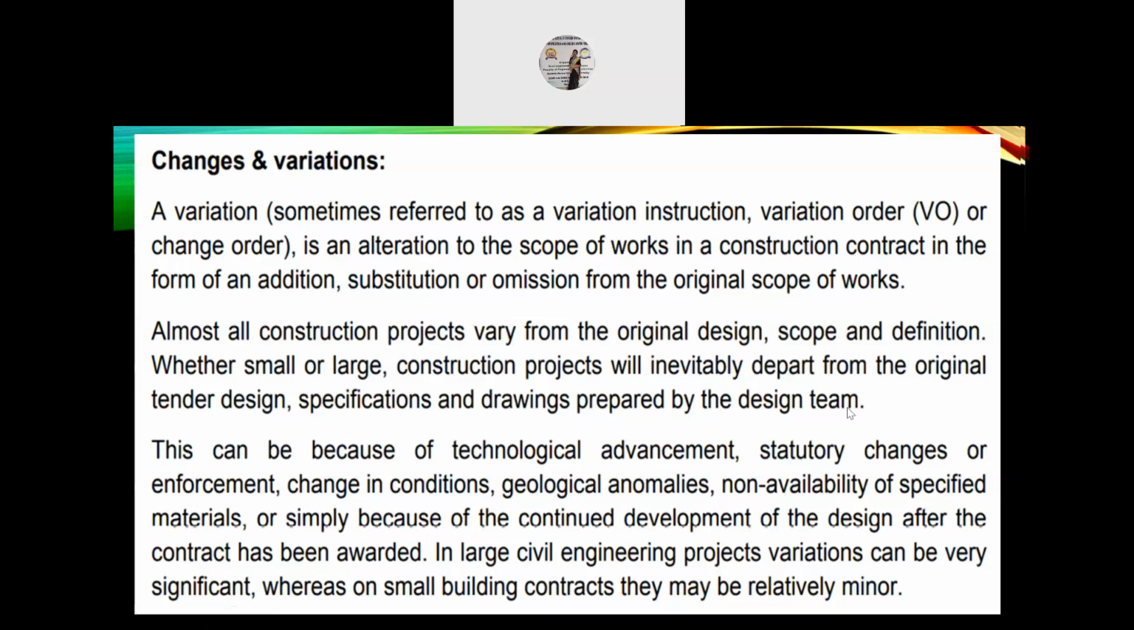Whether small or large, construction projects will inevitably depart from the original tender design, specifications, and drawings prepared by the design team. This can be because of technological advancements, statutory changes or enforcement, change in conditions, geological anomalies, unavailability of specified materials, or simply because of the continued development of the design after the contract has been awarded. In large civil engineering projects, variations can be very significant, whereas on small building contracts they may be relatively minor.